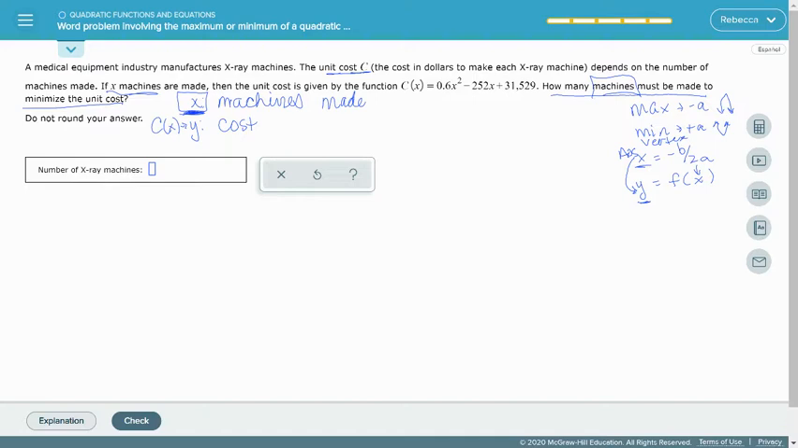So if I want the x value of the vertex, I'm really just looking for the axis of symmetry. So x will be the opposite of b over 2a. And analyzing my equation, a is 6/10 and b is negative 252. So we're going to go ahead and put that in our formula. The opposite of negative 252 divided by 2 times 6/10. So we're going to open up the calculator.